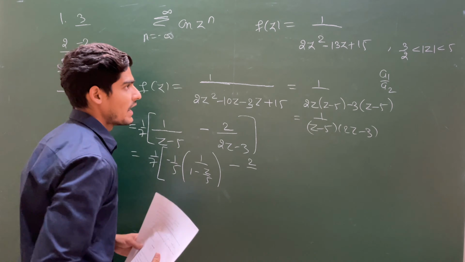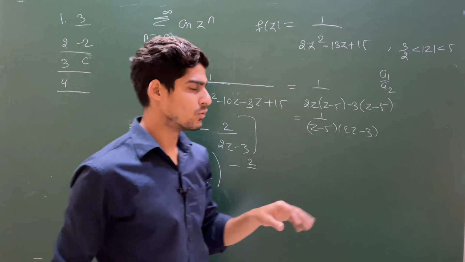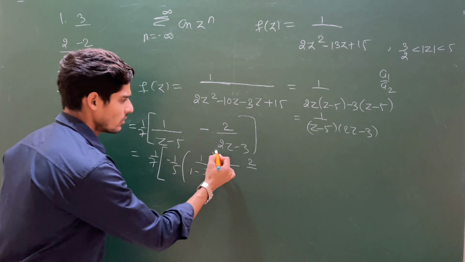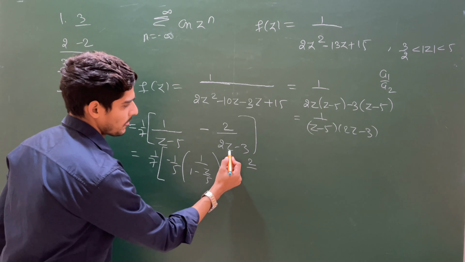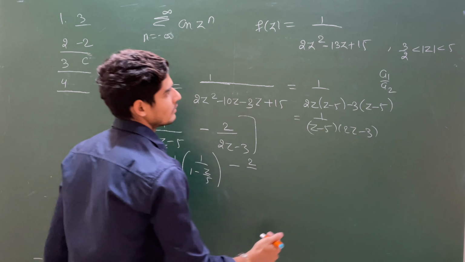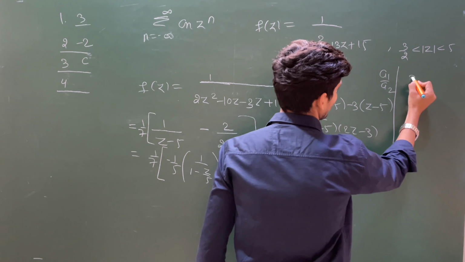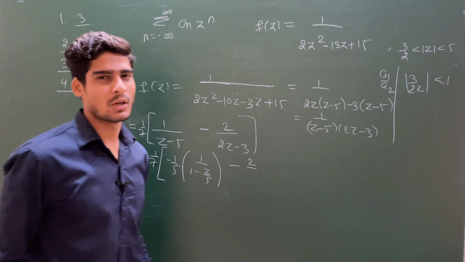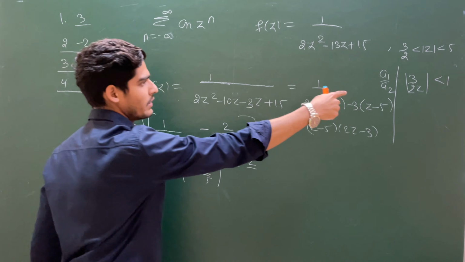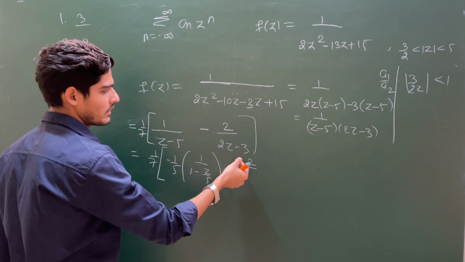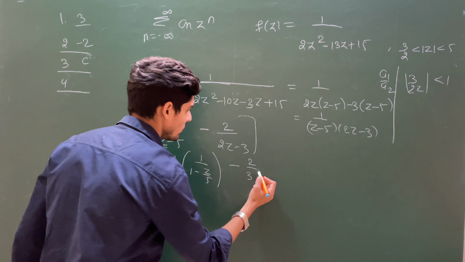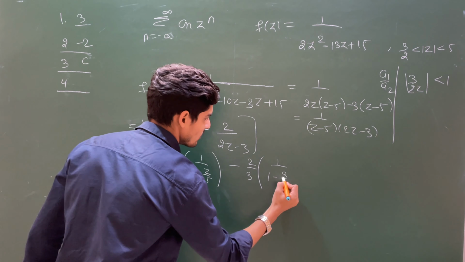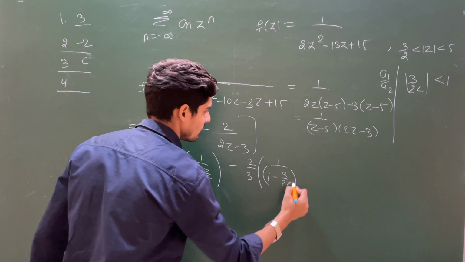Minus 2 is here. I need mod z bigger than 3 by 2. In the next step, you will observe how I am getting this annular region. So you observe this will be minus 2, and I need this. You can think in this way: 3 by 2 mod z should be less than 1. Now you are getting some idea. So you need this 3 by 2z format. For the 3 by 2z format, you have to take 3 common out. So you will have 1 upon 1 minus 3 by 2z.